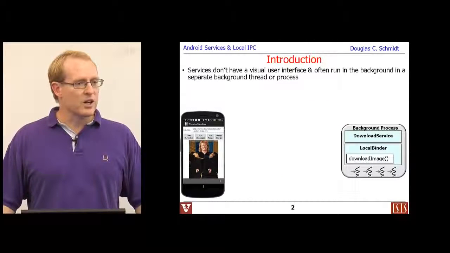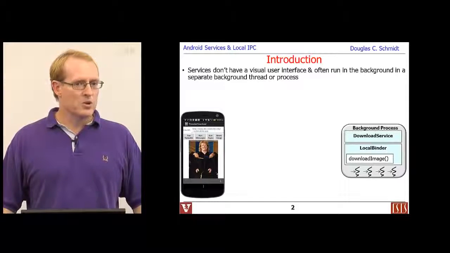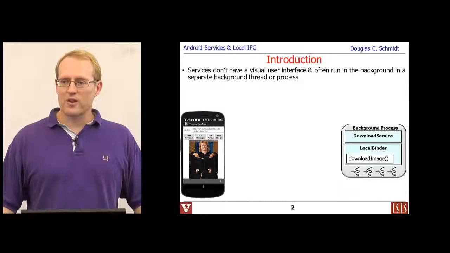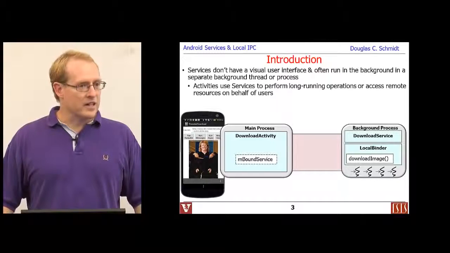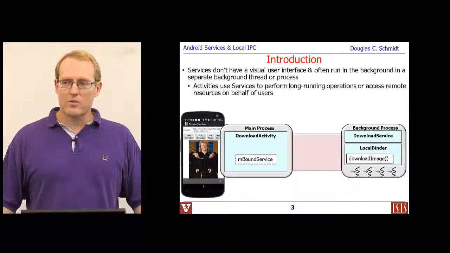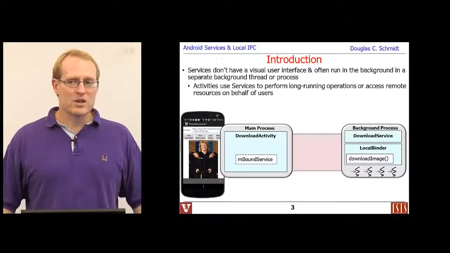Okay, so just to give a little introduction to what we'll be covering. Services don't have a user interface. They rely on other things to get the user interface interactions, and they're most commonly used to run certain operations in the background, especially long-running operations. Typically, activities are the things that are going to be used to invoke operations or send requests, intents, to services to do the work on behalf of the activity. There's other ways, of course, services can communicate as well, but that's one of the more common ways to do things.